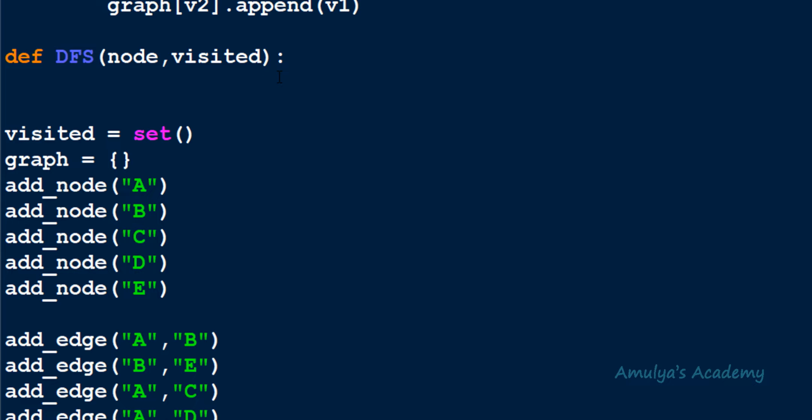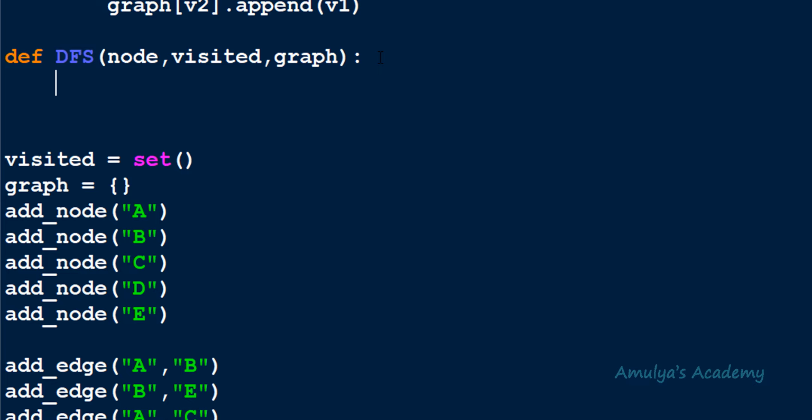Alright, next, as we can see, we are traversing a graph. That's why here I'll pass graph also. Here graph is a dictionary. Okay, so these are the three parameters for the DFS function. Node, that is representing the starting node. Visited, it is a set. Initially it will be empty and it will store the visited nodes of the graph. And next, the third parameter is graph, that is a dictionary.